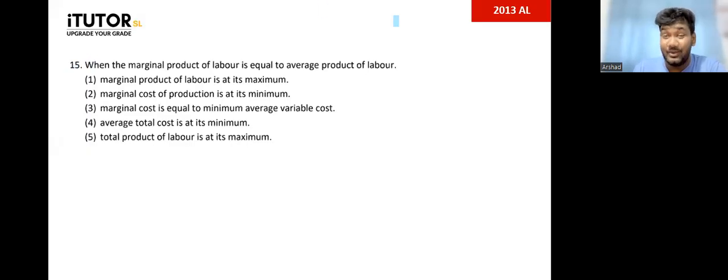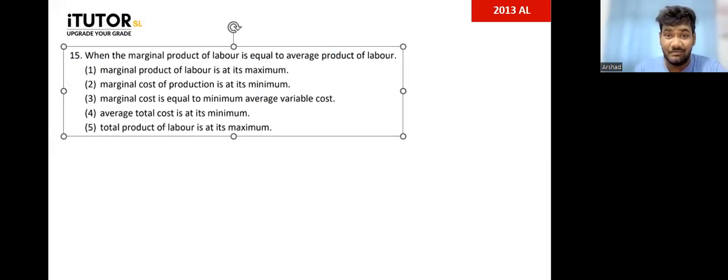Question number 15, 2013 A level. When the marginal product of labor is equal to the average product of labor. Marginal product equals average product. Yes, do you all remember the connection? How many of you all remember how all of this connects?